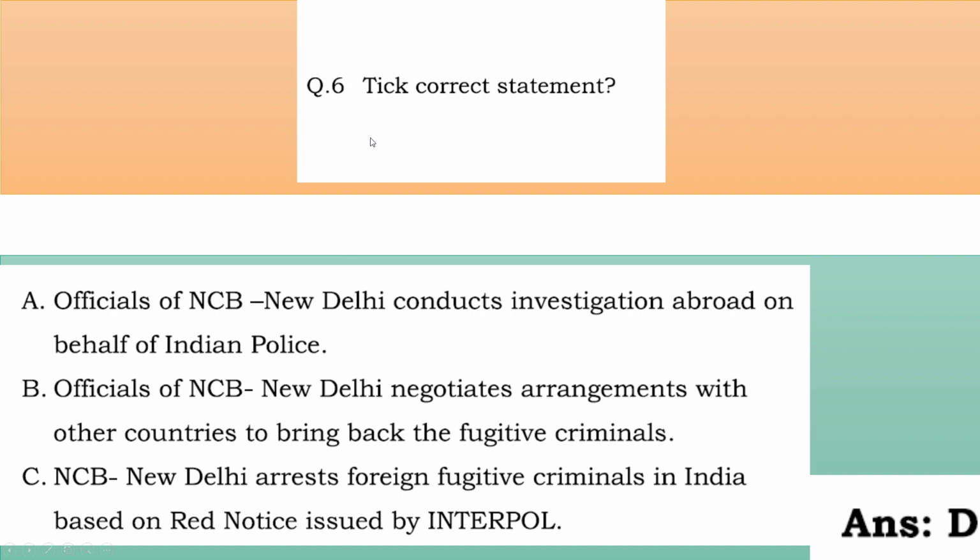Now this is question number 6. You have to tick the correct given options. Officials of NCB, New Delhi, conduct investigation abroad on behalf of Indian police. Officials of NCB, New Delhi, negotiate arrangements with other countries to bring back the fugitive criminals. NCB, New Delhi, arrests foreign fugitive criminals in India based on red notice issued by Interpol. Right? So your option D is correct, but option D is not given in this question. I will provide this option in the description.